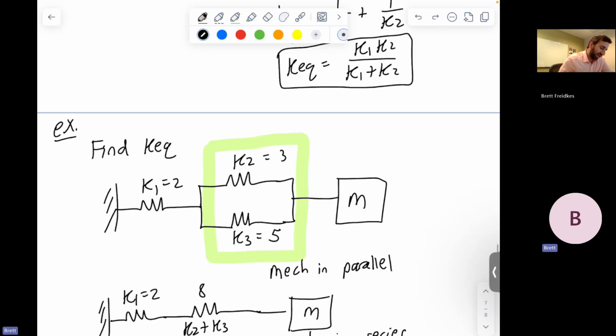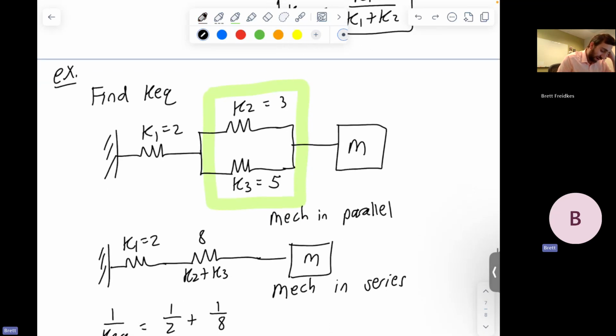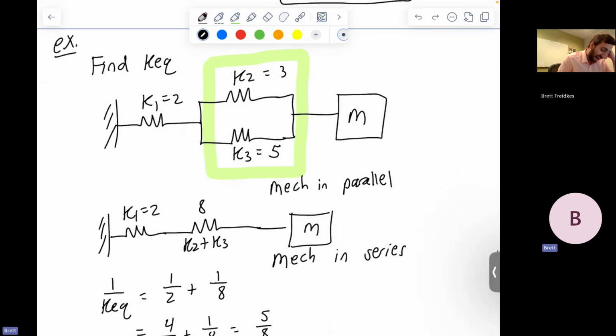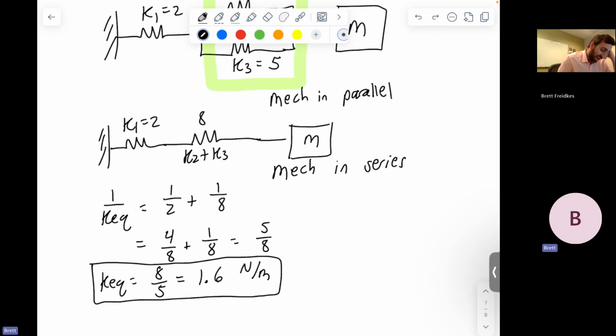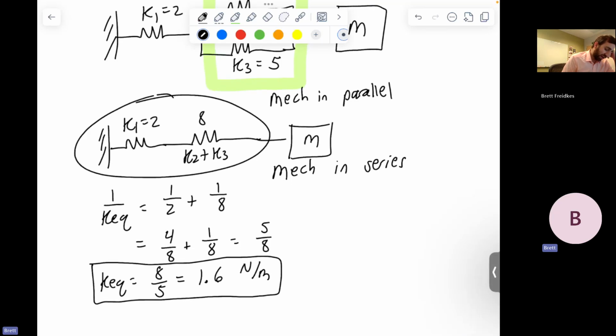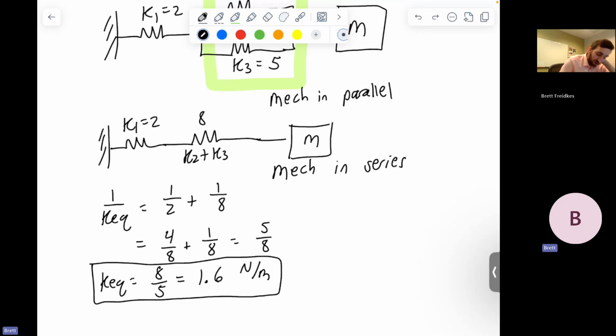So in this final example, we just showed that if we have things in parallel, mechanically speaking, we will add them together. And if they are mechanically in series, like they are here, we will do the reciprocal type of addition. We can also just say that KEQ is product over sum, which will end up giving us the same answer that we get from the fractions. It's really your choice what you'd rather do.